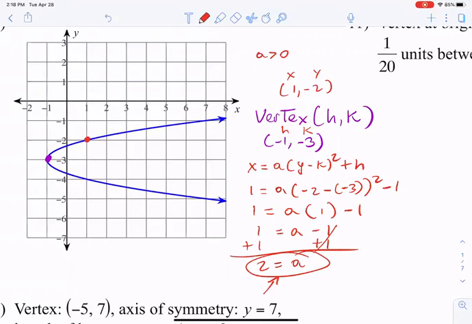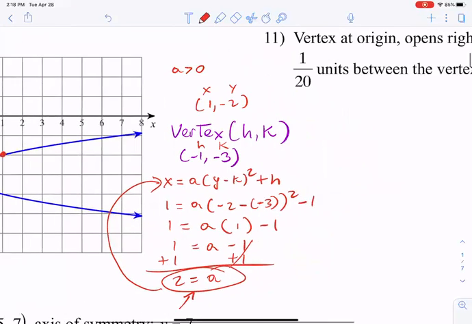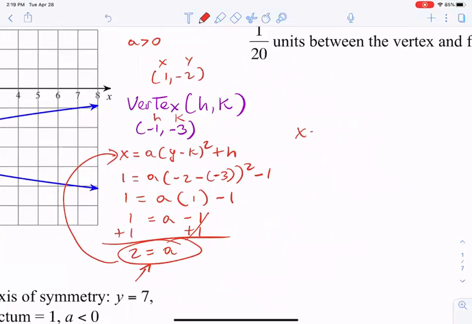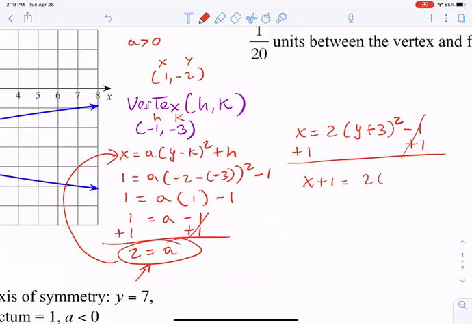So that's right. Now, what's next? What's next is that we need to plug this a value back into this equation. So we have x equals 2 times (y minus k), and k is -3, so it's y plus 3, squared, plus h, which is -1. Add 1 on both sides. We get x plus 1 equals 2 times (y plus 3) squared. We divide by 2 on both sides. We get 1/2 (x plus 1) equals (y plus 3) squared. And that's it. That's the answer.